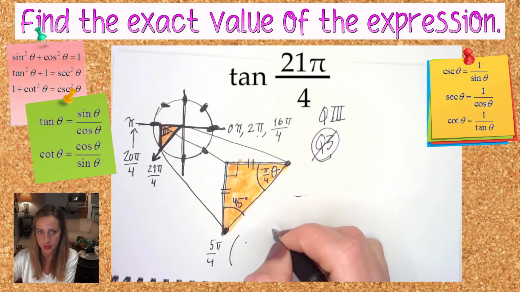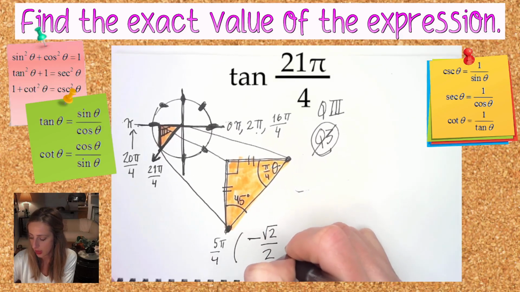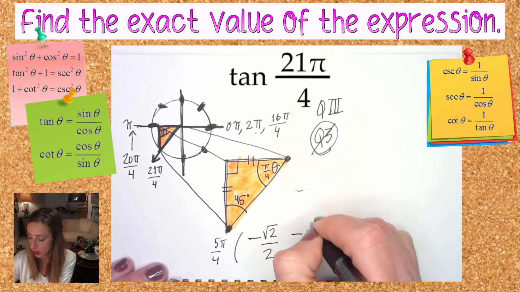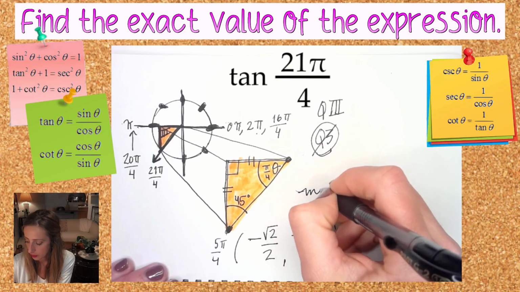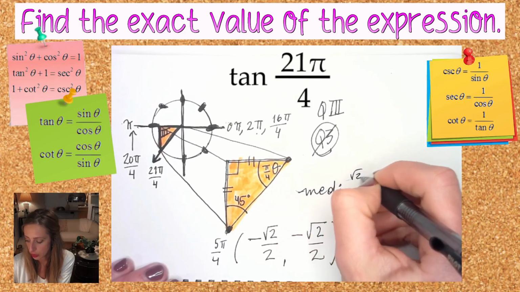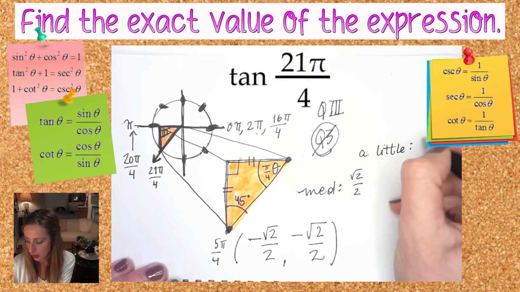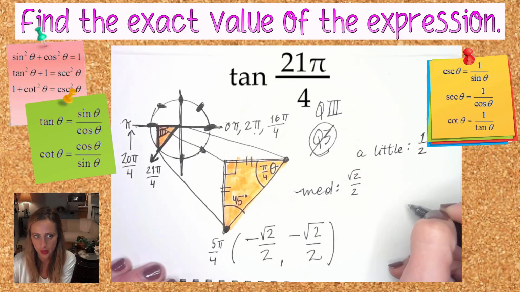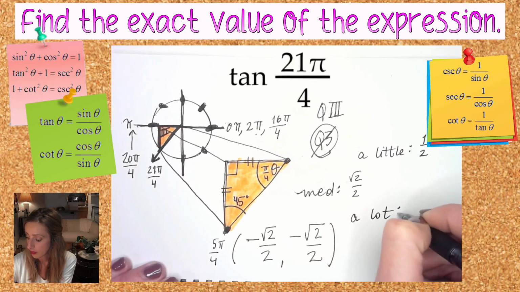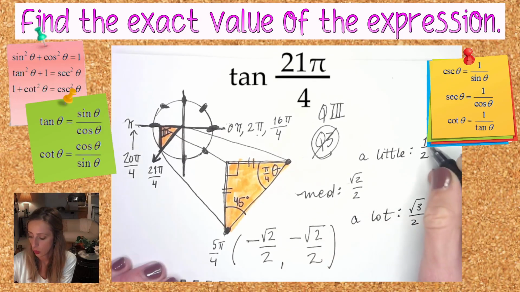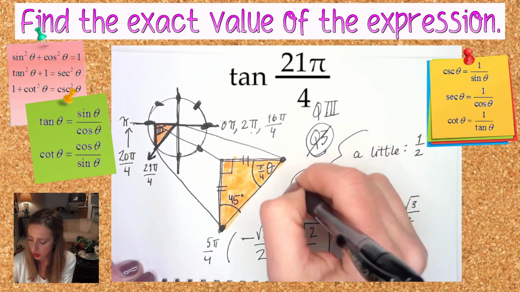Let's scooch this up. Left medium, medium is root 2 over 2, and then down, negative is down, medium, root 2 over 2 again. So medium refers to root 2 over 2 in size. A little or small amount in my world refers to 1/2, and a lot is radical 3 over 2. 1, 2, 3, small, medium, large, whatever you need to do to think of it. All right, so those are some details.